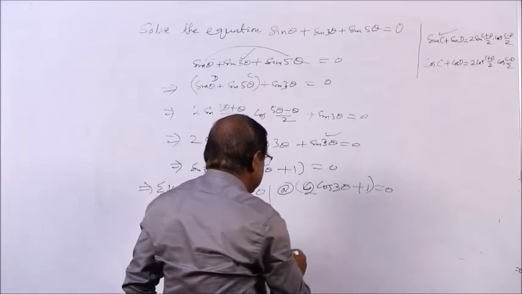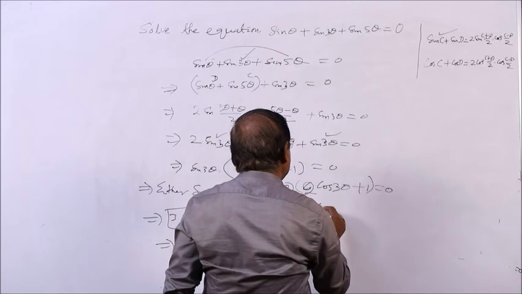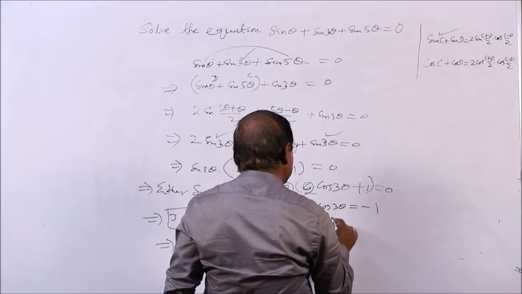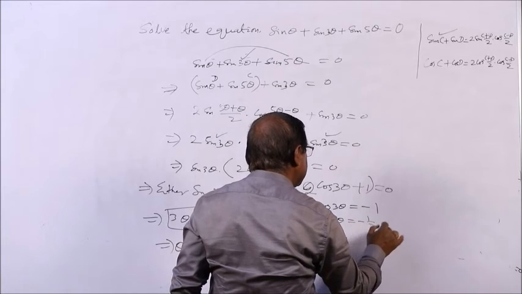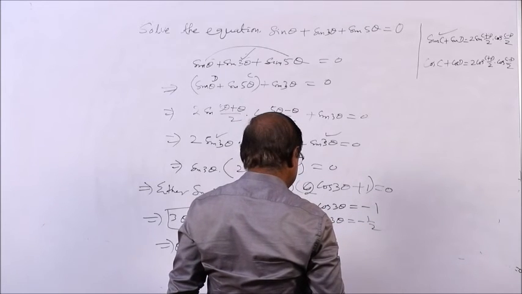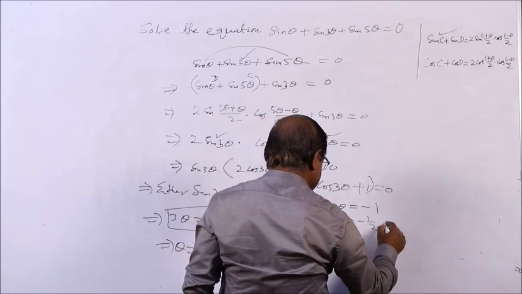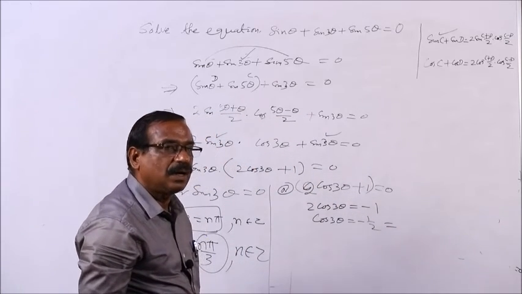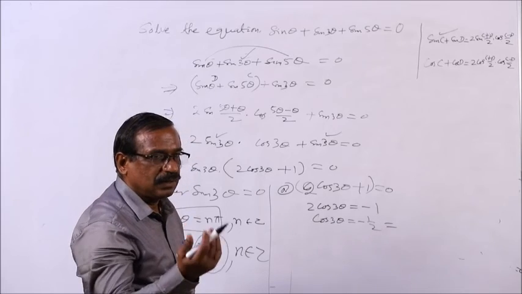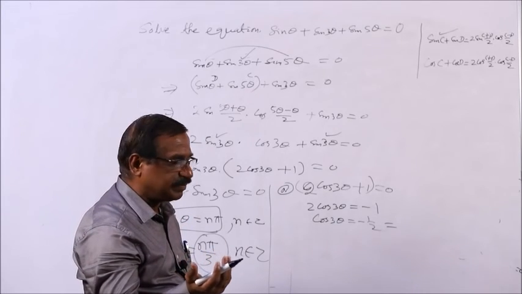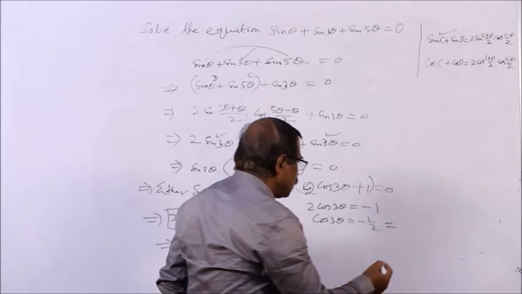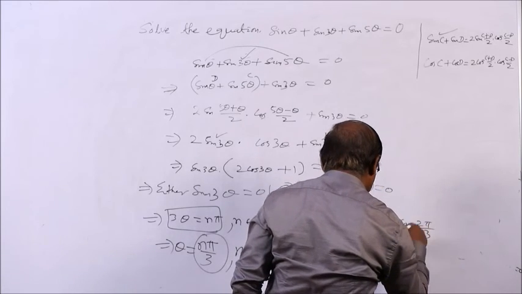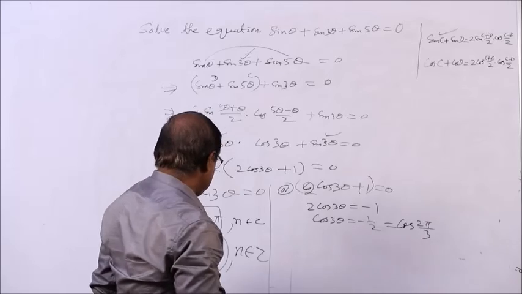Right. Come to this part, that is 2 cos 3 theta is equal to minus 1. Cos 3 theta is equal to minus half. You know that cos 60 is half, cos 120 is minus half, that is 2 pi by 3. So, this becomes cos 2 pi by 3. I have told you these values in the previous class.